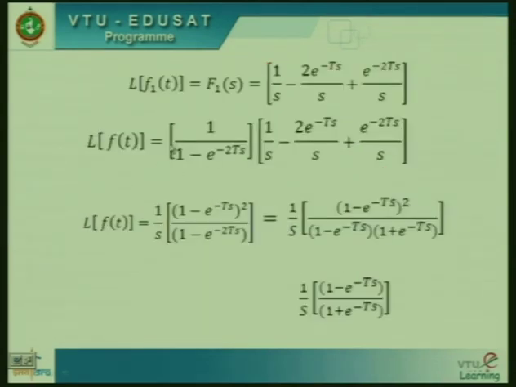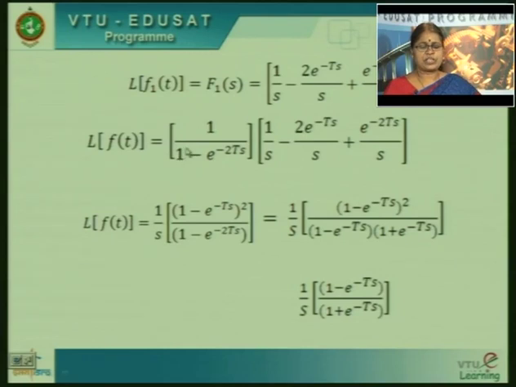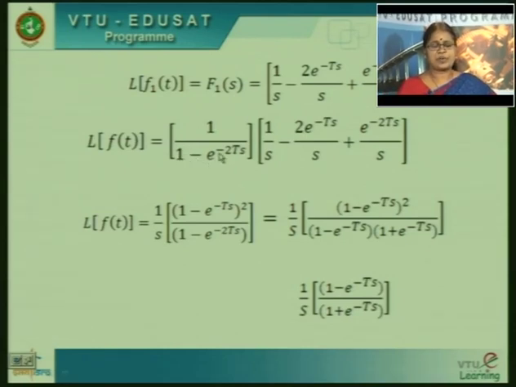waveform. Now, once you get this Laplace transform, you can make some mathematical manipulations and simplify this function. If you look at this function, the denominator can be viewed as 1 square minus e power minus Ts whole square. This e power minus 2Ts can be viewed as e power minus Ts whole square. So, this denominator, that is 1 minus e power minus 2Ts, can be written as 1 minus e power minus Ts multiplied by 1 plus e power minus Ts.